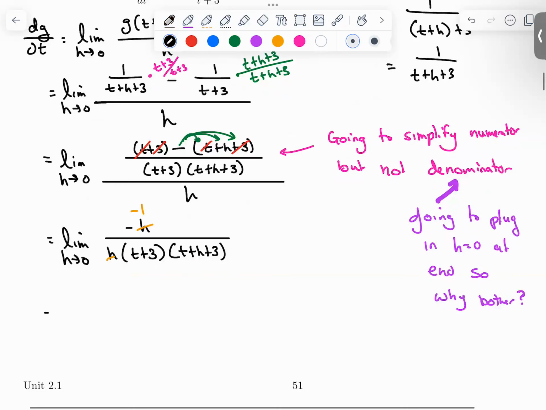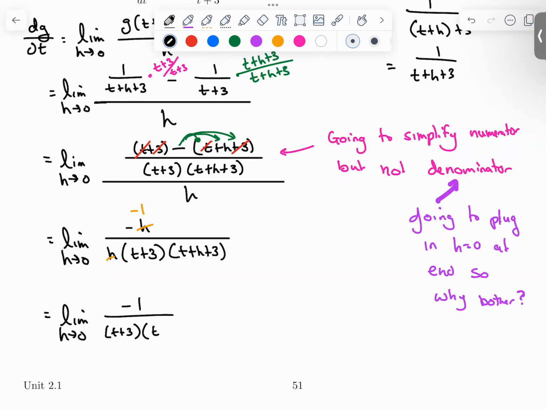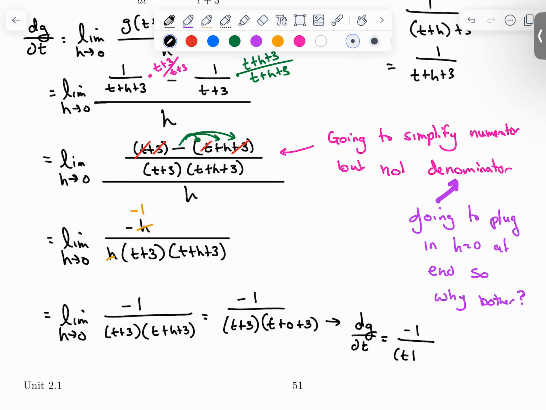So, last but not least, this will be the limit as h approaches 0 of negative 1 over t plus 3 times t plus h plus 3, which then I have canceled the h. You could skip this step and go straight to the answer if you want to, but I'm not going to, for our notes so that they're completely listed. And so this will be negative 1 over t plus 3, and then t plus 0 plus 3, or preferably dg dt, the derivative of g with respect to t, is equal to negative 1 over t plus 3 quantity squared.